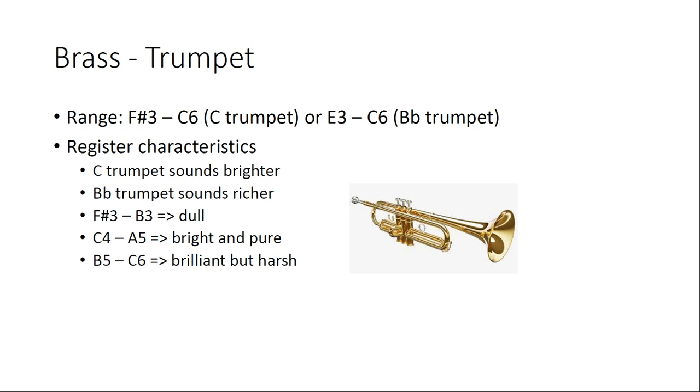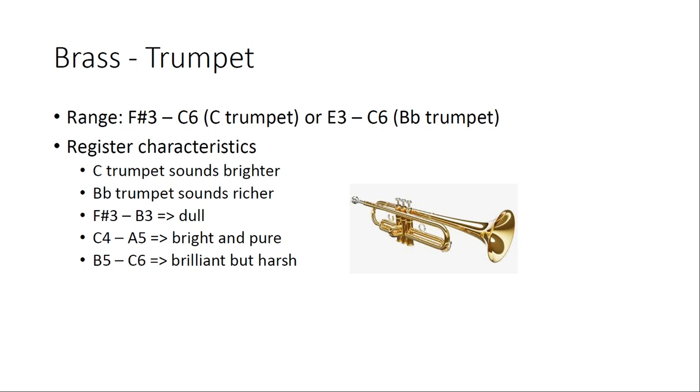The register is somewhat similar, of course. The C trumpet, though, sounds brighter. I mean, it can pierce through other instruments easier. However, the B flat trumpet sounds richer or a bit mellower, so it won't pierce through the orchestra as easily, but it will sound mellower and fuller.